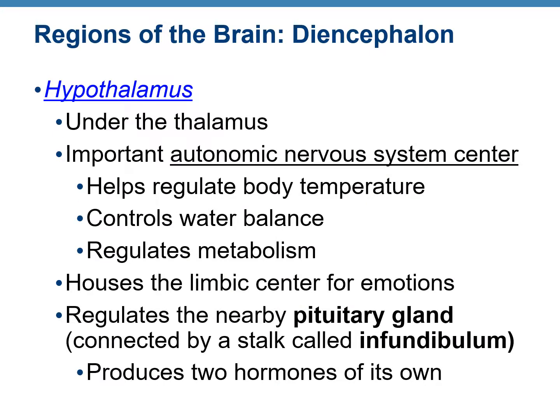The hypothalamus is located on the anterior and inferior aspect of the diencephalon. It is a small structure that contains the nuclei whose neurons carry out many of the body's homeostatic functions. So it is an important autonomic nervous system center. An endocrine gland called the pituitary gland, which is also the master endocrine gland, is connected to the hypothalamus by a stalk called the infundibulum. The hypothalamus produces two hormones of its own.